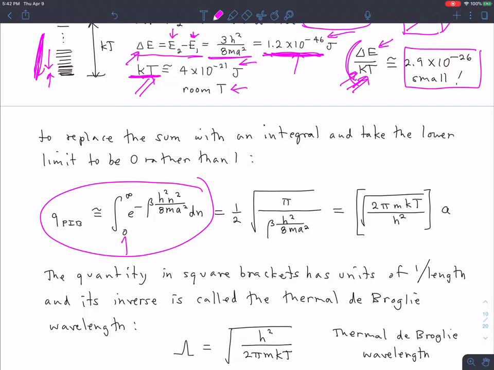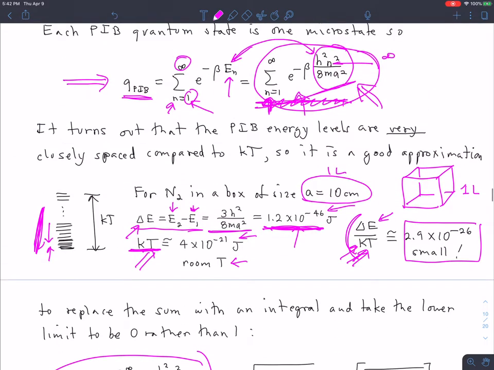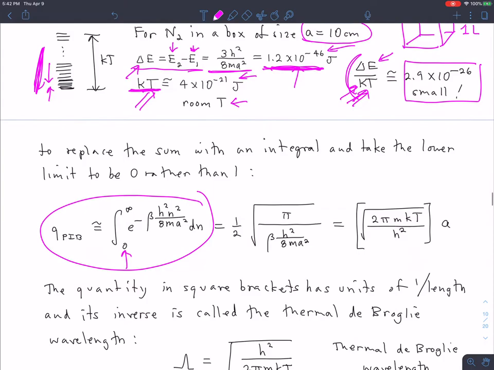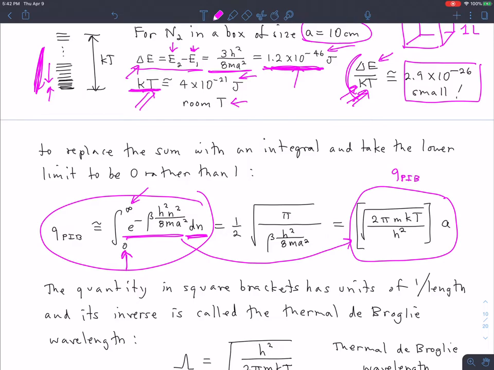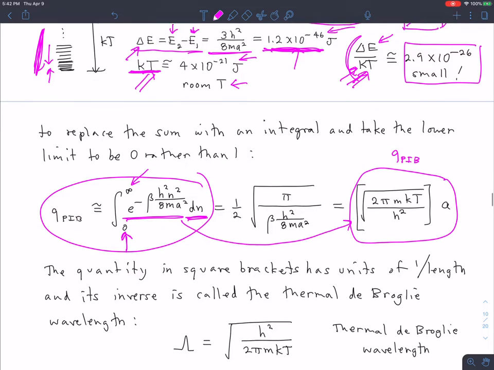So we're now integrating. I've also changed the lower limit here from n equals 1 to n equals 0. That's also a good approximation. So from 0 to infinity, integrating over n of our Boltzmann factor, e to the minus beta, E sub n, with all those constants in there. If we do that, again, this is a standard integral. It's relatively easy to do. And this is the result. That's our quantum one-dimensional particle in a box partition function.